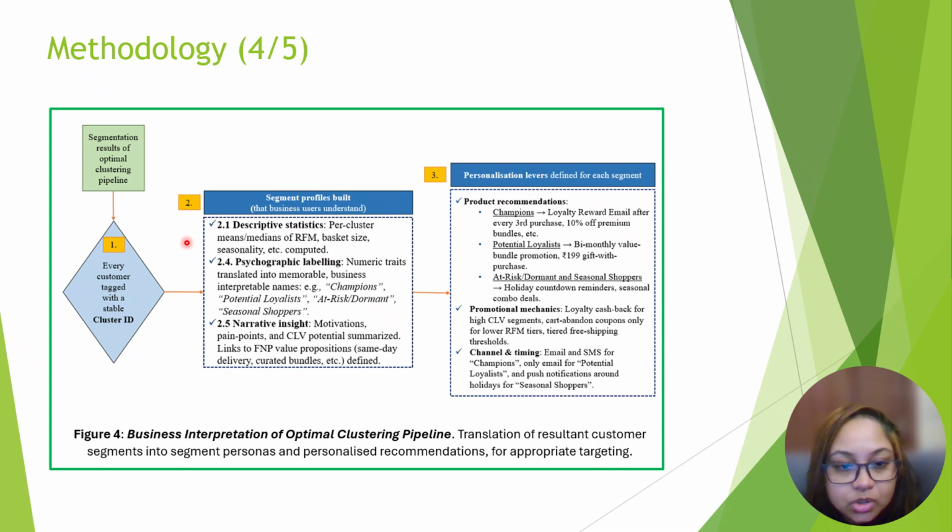These were compared across the three clusters 0, 1, 2. Then psychographic labeling was also conducted. As part of this, numeric traits were translated into memorable, business-interpretable names such as champions, potential loyalists, at risk, dormant, or seasonal shoppers. These were defined.